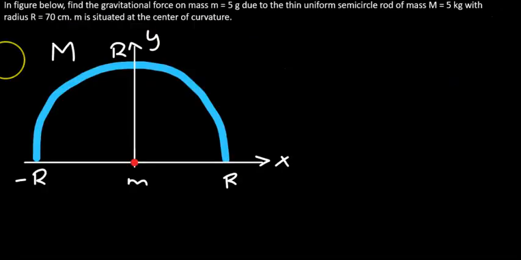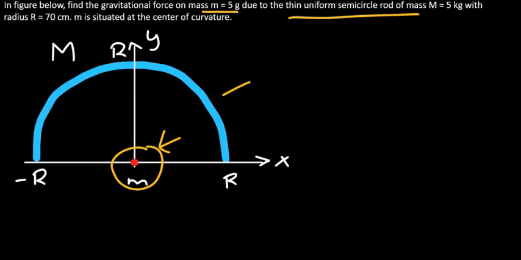In today's video, we shall show you how to calculate gravitational force from a solid body on a particle. Let's look at the problem below. In the figure below, find the gravitational force on the 5-gram mass due to the thin uniform semicircular rod, which is in fact a rigid body. Its mass is 5 kg with radius 70 cm.